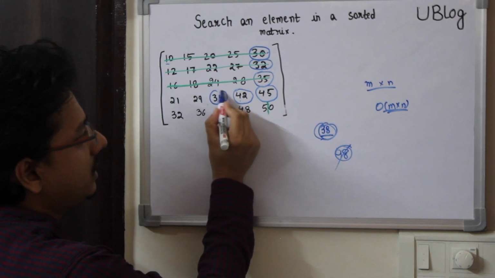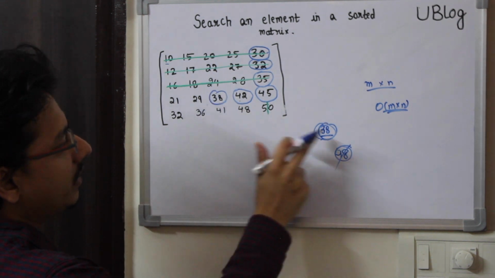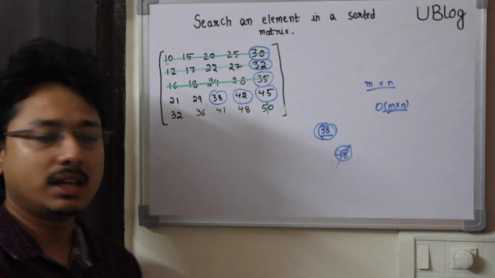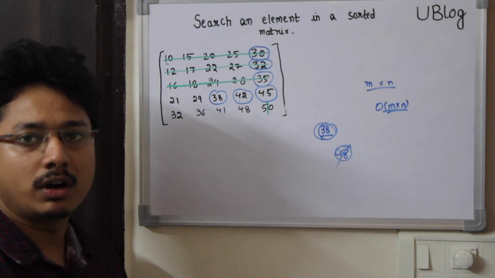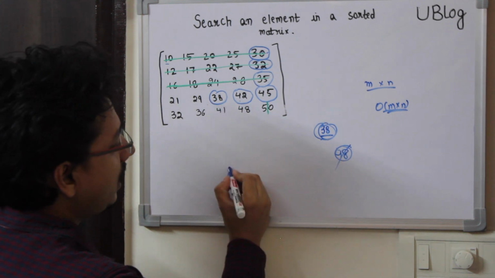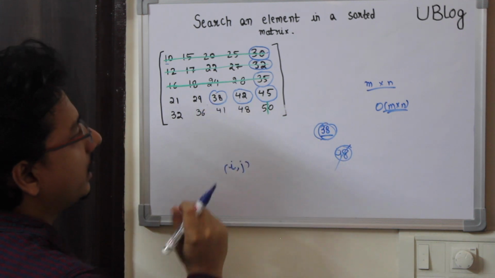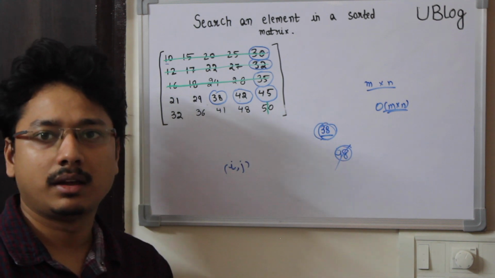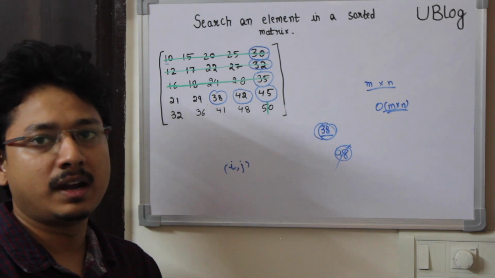Now I come to 38 itself. So I compare this 38 with 38, so it matches. So I can say that I have found the record and it exists in the array, and I return the i, j. So basically I return the i comma j of that 38 and tell that at this point my element lies.